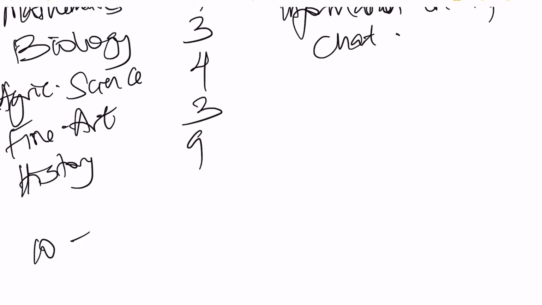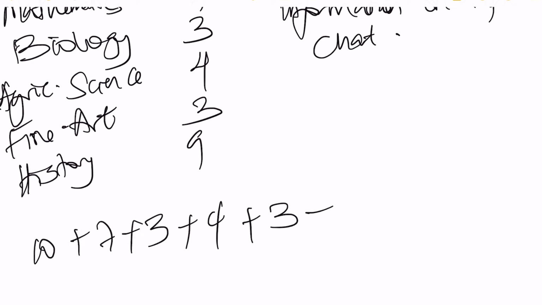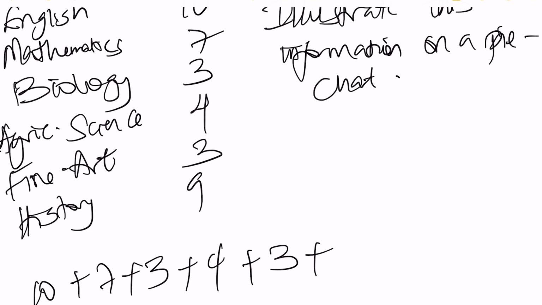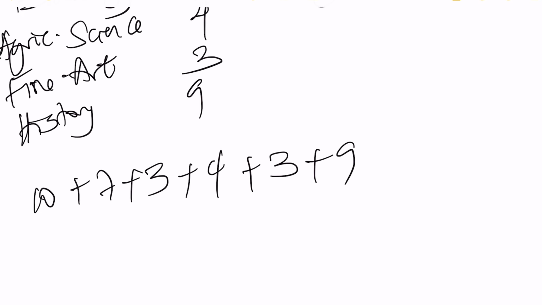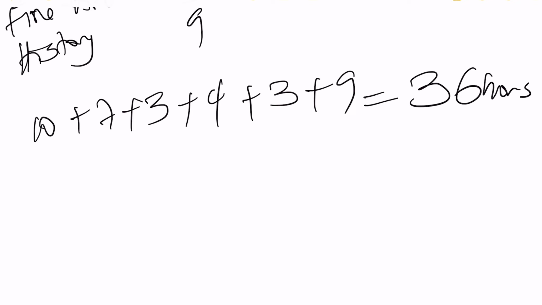So we have 10 plus 7 plus 3 plus 4 plus 3 plus 9. Here we have 10 plus 7, which is 17, then 20, 24, 27, and 36. So we have 36 hours in total.